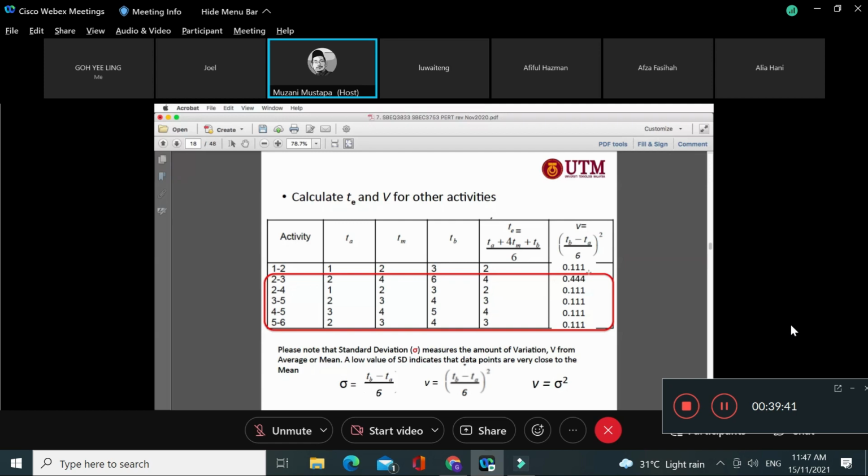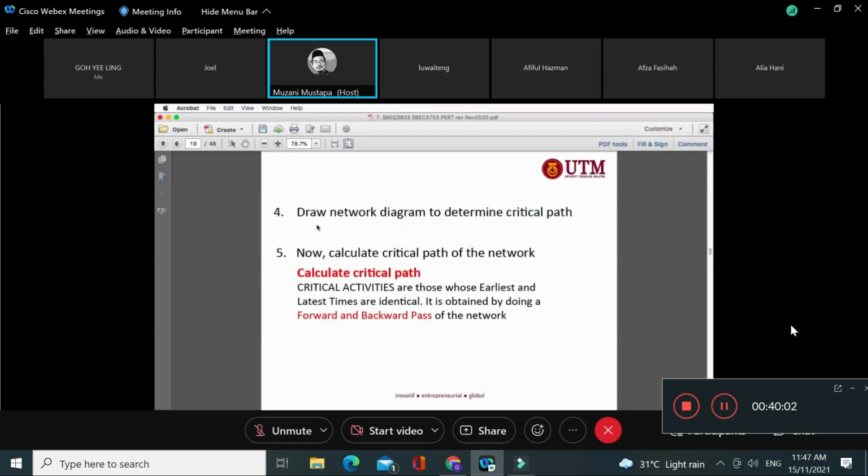So once you got all the activities, 1 2, 2 3, 2 4, 6, all the connected lines, you need to calculate the critical path. Remember, PERT is useful, or CPM and PERT are the same. You have to understand the critical path and the duration, right? The duration. So draw the network diagram, okay, and then calculate the critical path.